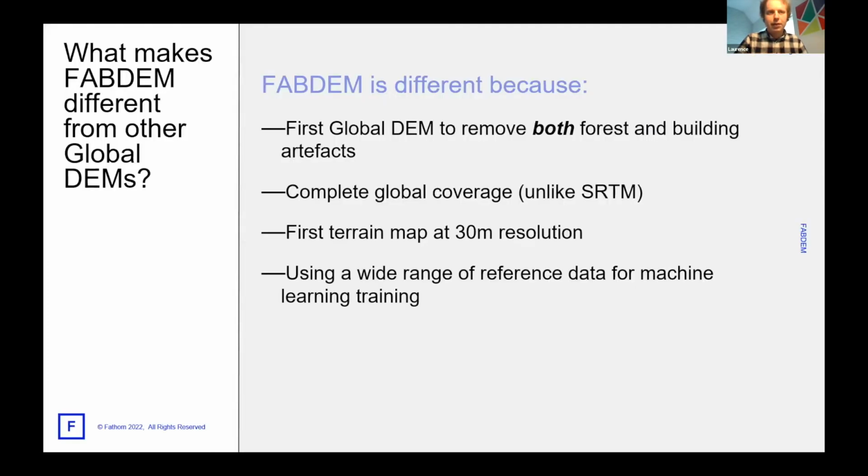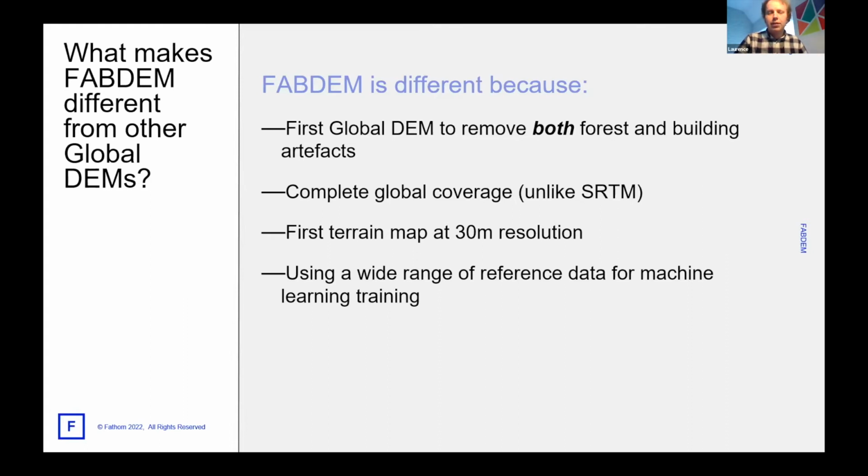So yeah, I'm going to finish up by asking what makes FabDEM different from other global DEMs. So quite simply, it's the first global DEM to remove both forest and building artifacts. It has complete global coverage, unlike some of the original SRTM products, for instance. It's the first terrain map at 30-meter resolution. So Merit was the first at 90-meter, and we are the first at 30-meter.